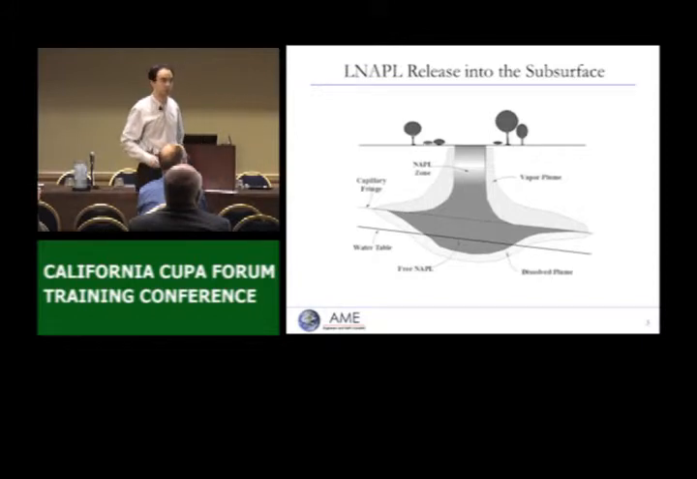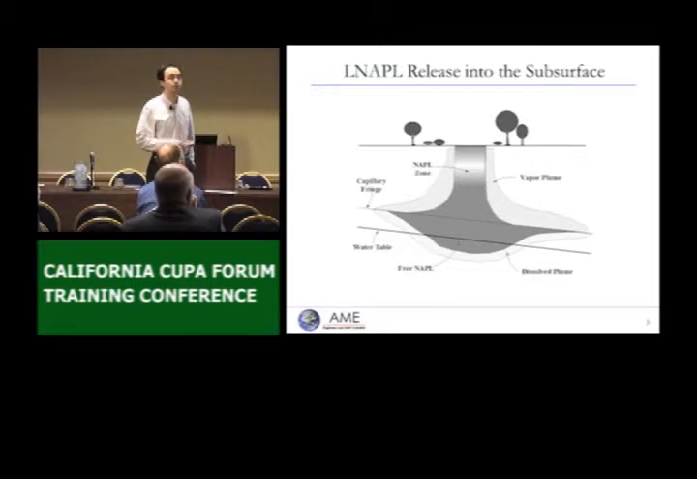Here, I use this cartoon just to show you a general release case of LNAPL. Typically from a UST tank or aboveground storage tank, when a release occurs, it eventually reaches the water table. You have the main body, which is LNAPL free product here, and at the edge you have dissolved plumes, and above you may have a vapor plume.